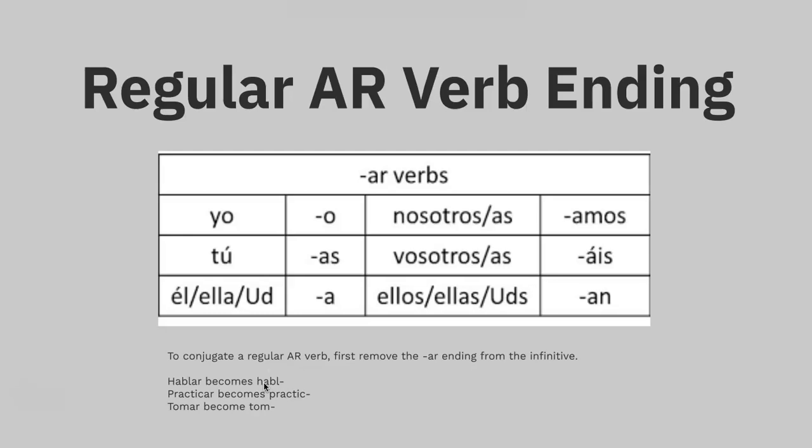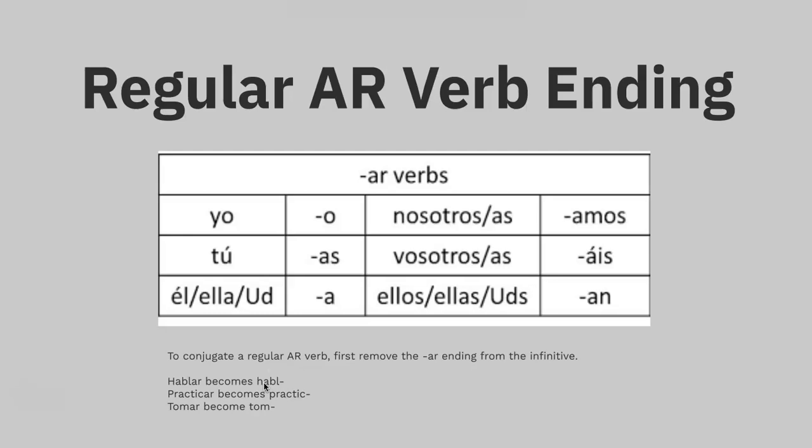tú hablas. If I'm trying to say he, she, or talking in the formal to an older person or a teacher, or someone we're just meeting, I would use an A ending, which would be habla. If it's we are all speaking, we're adding the AMOS to that HABL, which is hablamos.